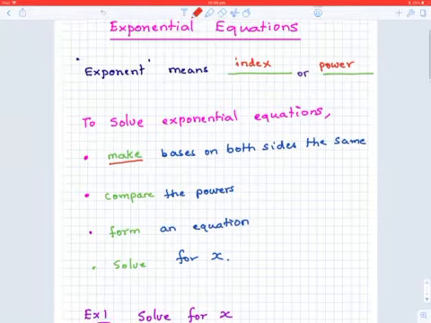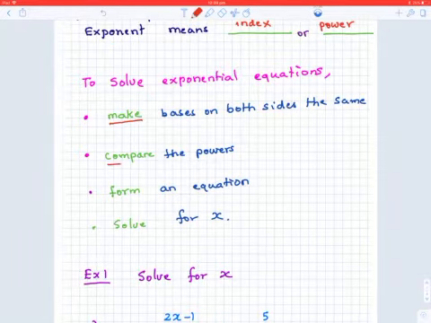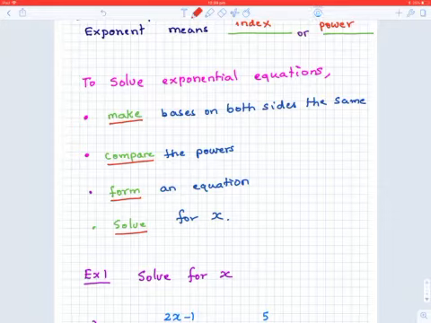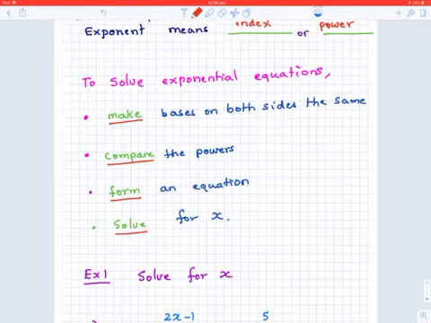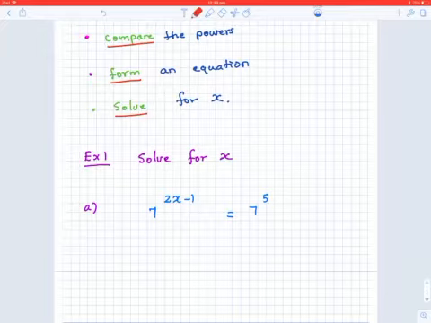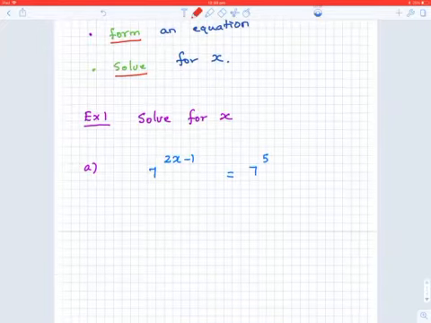The main thing, if you want to solve exponential equations, the first thing you have to do is make the bases on both sides the same, then compare the powers, form an equation, then solve for x. These are the 4 steps you have to do. First make the base the same, then compare the powers, form an equation and solve for x.